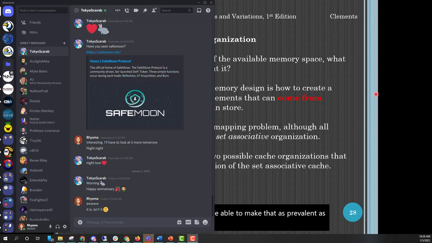So the fundamental problem of cache memory design is how to create a memory that contains a set of data elements that can come from anywhere within a much larger main store. There are many ways of solving this mapping problem, although all practical cache systems use what's called set associative organization. Before we describe this, we're going to look at two possible cache organizations that will help us understand the operation of the set associative cache.